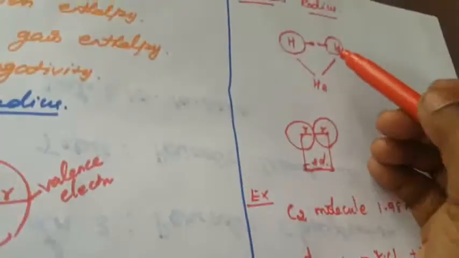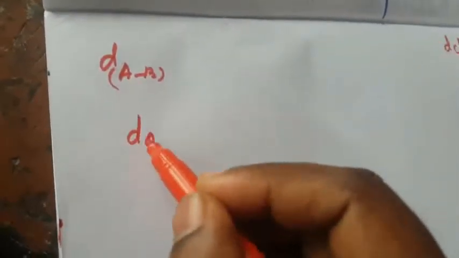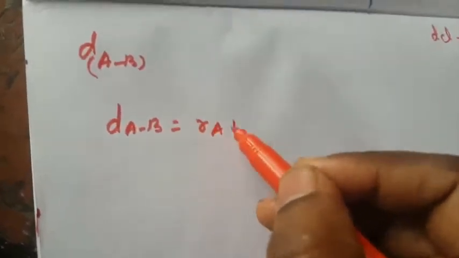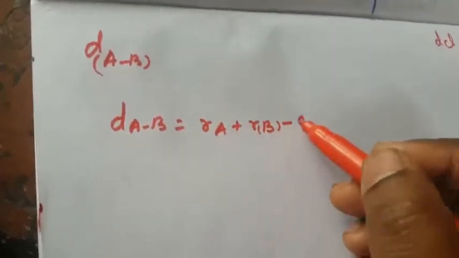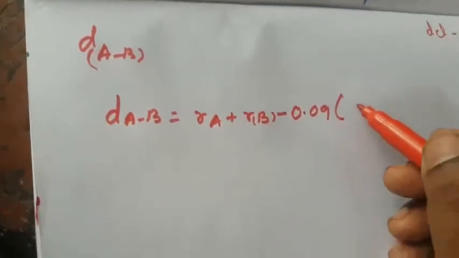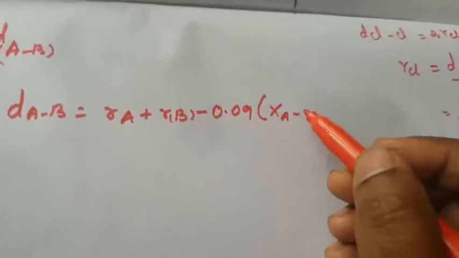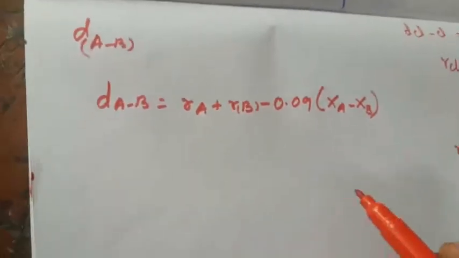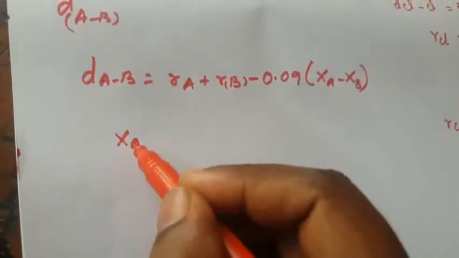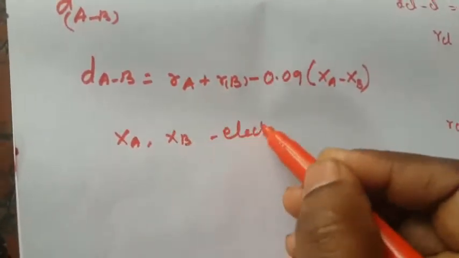Another point: the covalent radius of an atom can be calculated using the internuclear distance. Suppose these are two identical atoms, we can calculate like this. Suppose there are two different heteronuclear atoms, A and B. The internuclear distance is calculated as dA-B equals radius of A plus radius of B minus 0.09 times the difference XA minus XB. What is XA? XA and XB are the electronegativities of A and B.